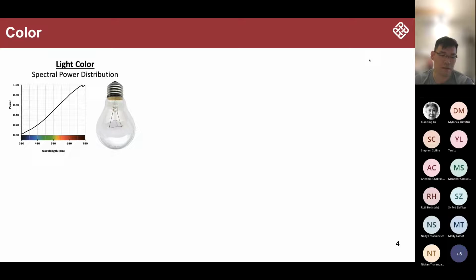The horizontal axis is the wavelengths. More specifically, we mainly care about the visible wavelengths. And then the vertical axis, we mainly care about the radiation and the power. But this is mainly related to lighting.